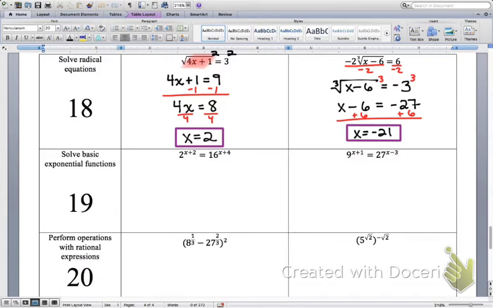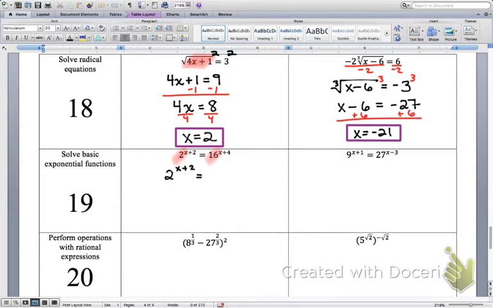Number 19, solve basic exponential functions. This is all about changing the base. So we want to get the same base so we can set the exponents equal. So if I look at my bases for example 1, I have 2 and 16. Because 2 is a prime number, I can't change it. However, I can rewrite 16 with a base 2 because I know 2 to the 4th power is 16.